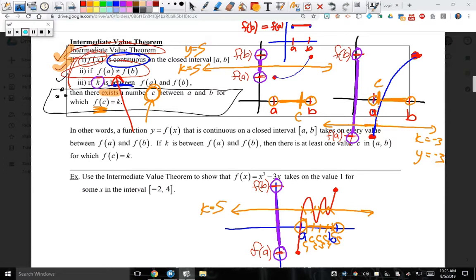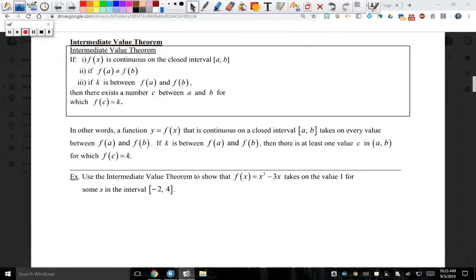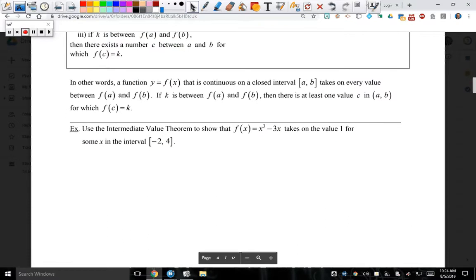All right. So now let's go to the proof and then actually do this with problems. Okay? So in other words, a function y is equal to f of x that is continuous on a closed interval a to b takes on every value between f of a and f of b. If k is between f of a and f of b, then there is at least one c, and this should say on a to b, for which f of c is equal to k. The hard part is writing and describing all the stuff that we just intuitively, easily see.